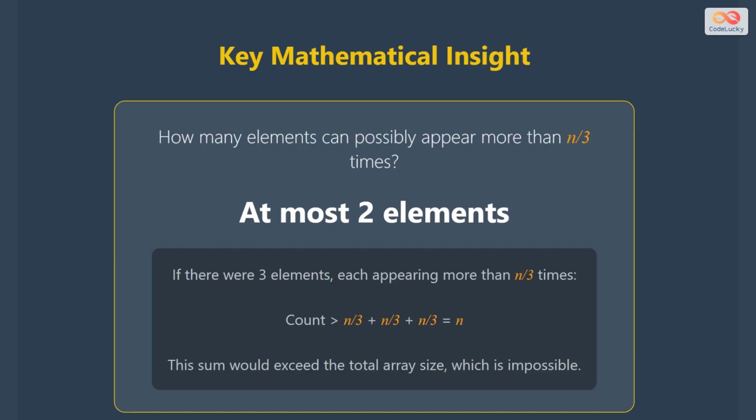To optimize space, we need a key insight. We are looking for elements appearing more than 1/3 of the time. Mathematically, it is impossible to have 3 distinct numbers that each appear more than 1/3 of the time, because their total counts would exceed the array size. Therefore, there can be at most 2 such majority elements.